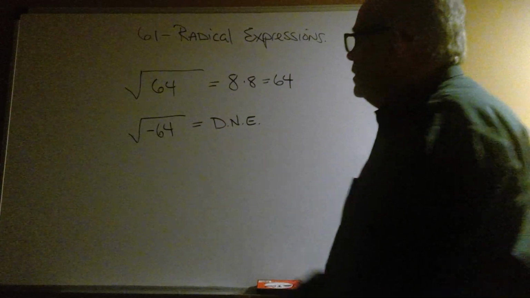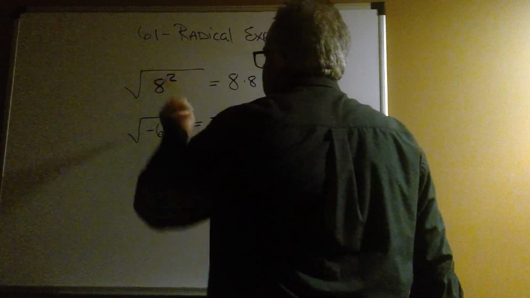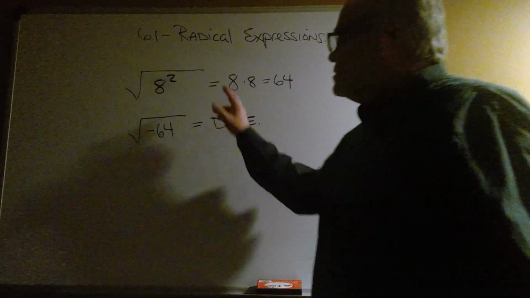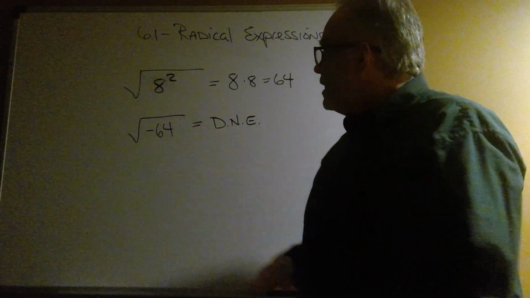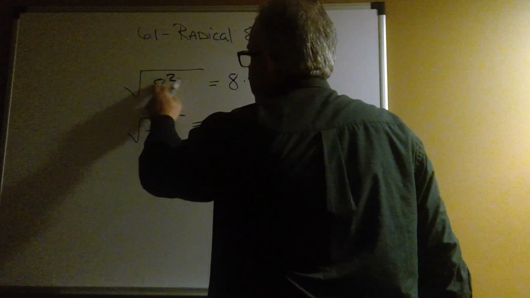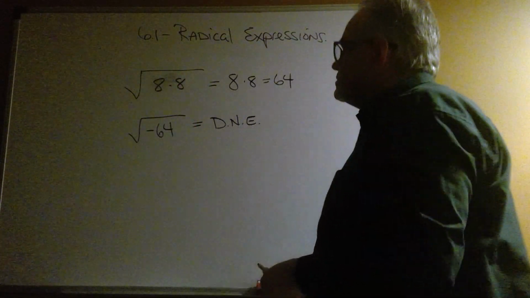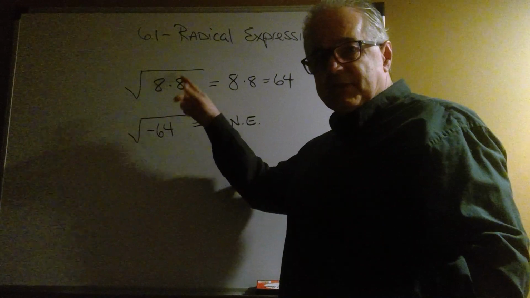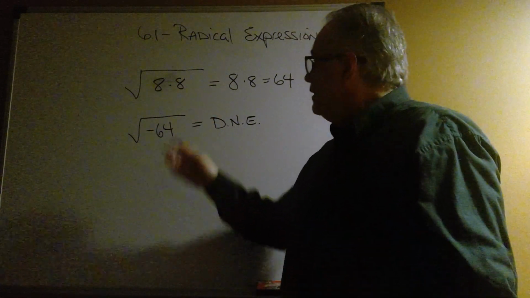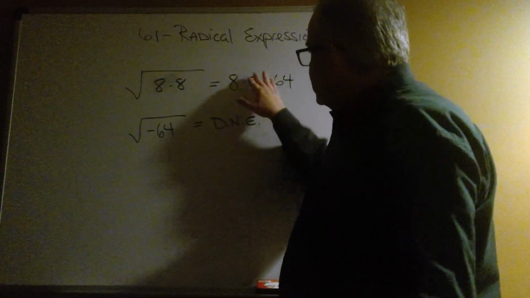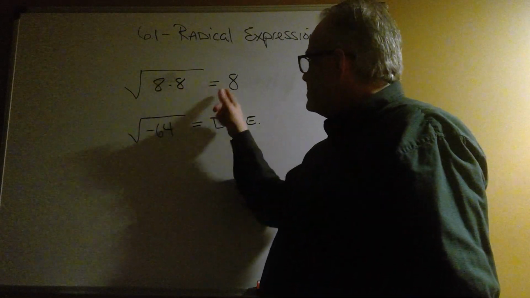I could rewrite 64 by saying, what is 8 squared? And 8 squared means 8 times 8. Then if I said, what's the square root of 8 times 8, which is the same as 8 squared, which is the same as 64, it's all the same, then my answer would be one of these 8s. So let me get rid of this real quick. The square root of 8 times 8 equals 8.